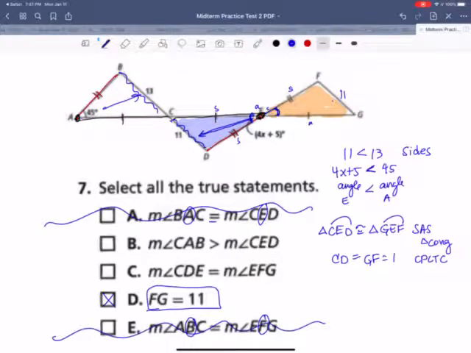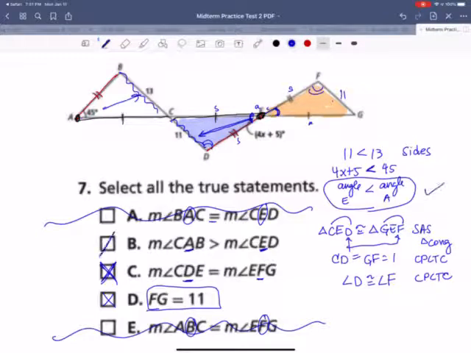Now let's see what else. Would angle D be the same as F? Would this angle be the same as that angle? Well, yeah, that would be another CPCTC. They're both corresponding parts of congruent triangles. So I'm going to say yes there. Last one, is A bigger than E? Well, we said, yeah, A is bigger than E. So we're going to select that one. So my answer is B, C, and D are true.